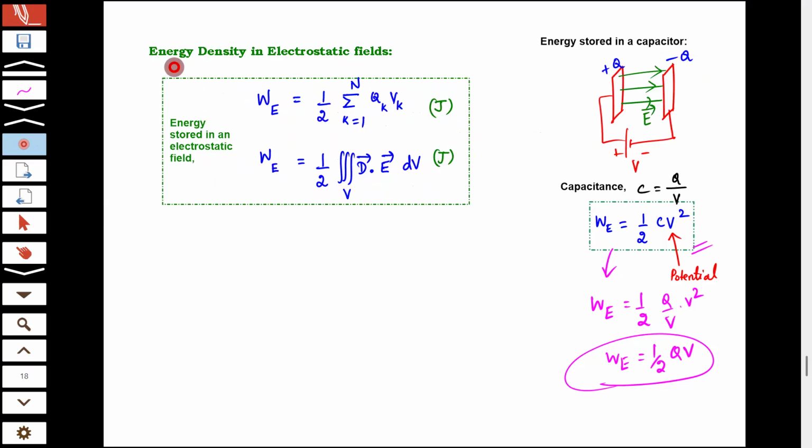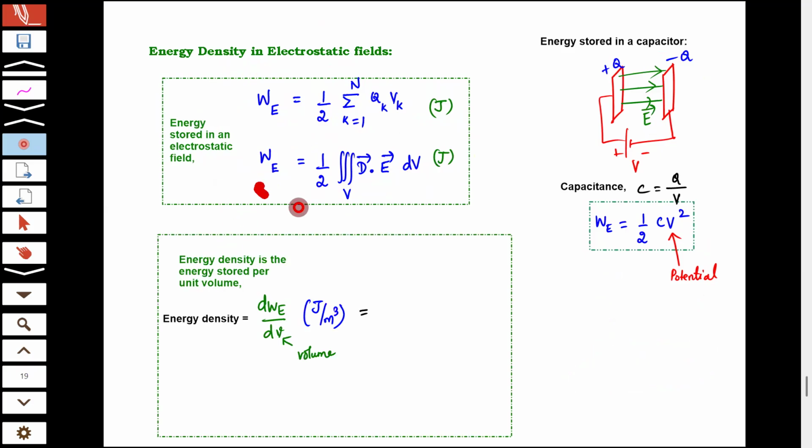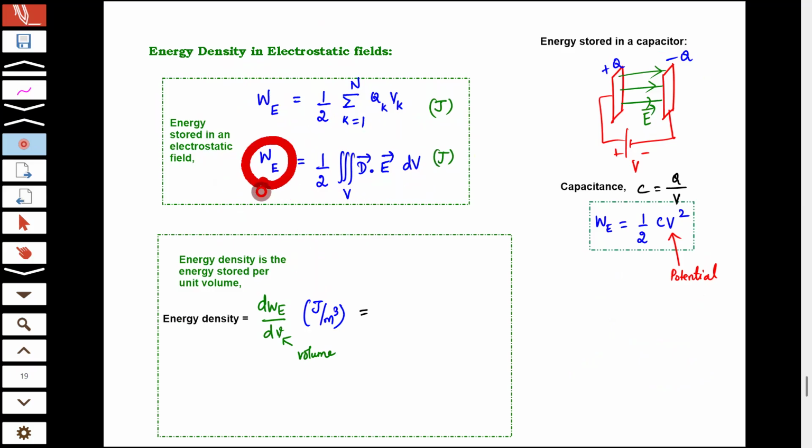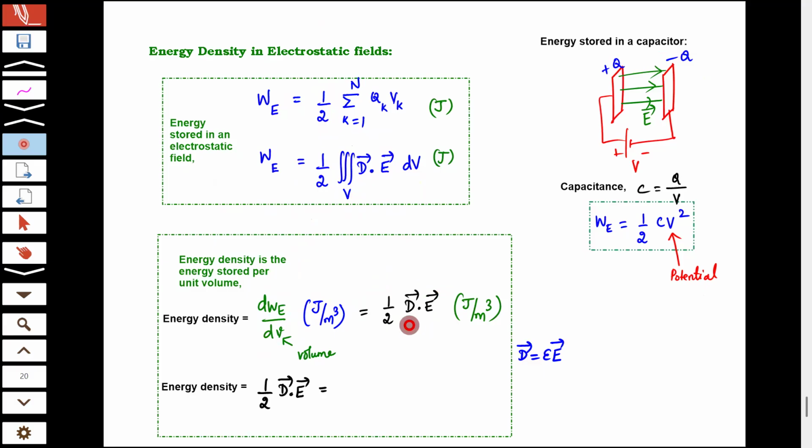Next concept, we are going to define energy density, meaning how much energy is stored per unit volume. So per unit volume, how much energy will be stored can be estimated from this expression. Taking this energy differentiation with respect to the volume will give dW_E by dV, that is the left hand side. In the right hand side, if you differentiate with respect to volume, this volume integration will be cancelled. You'll be getting half D dot E. So that is the energy density, which is energy stored per unit volume, which has the unit joule per meter cube.